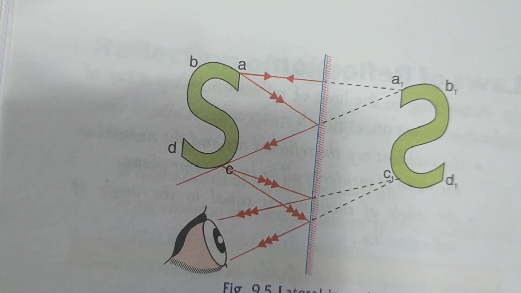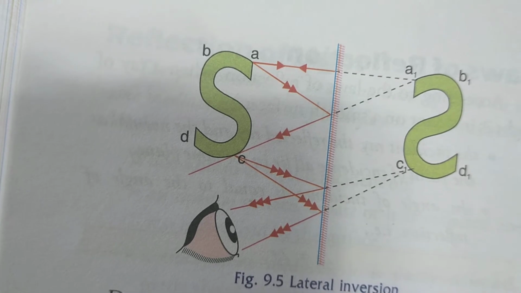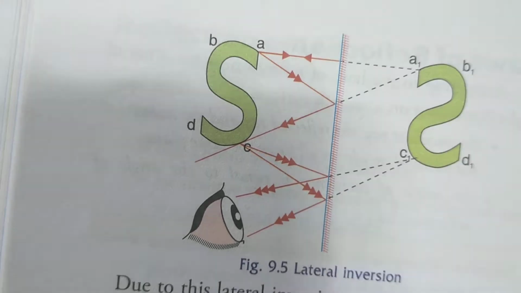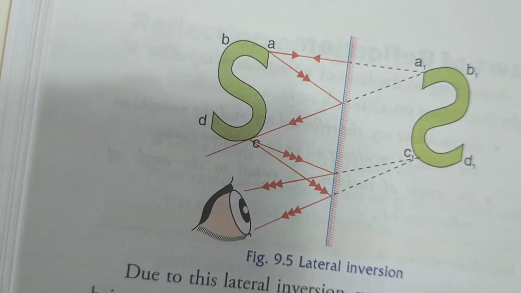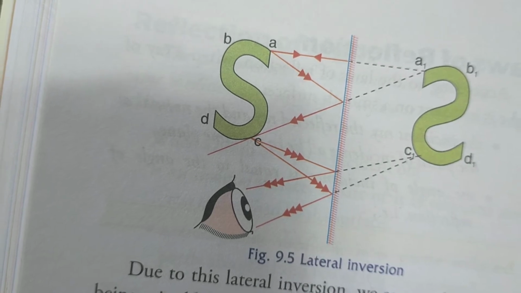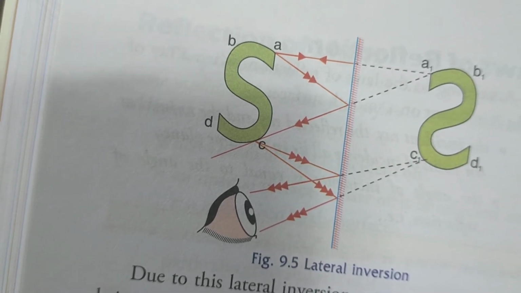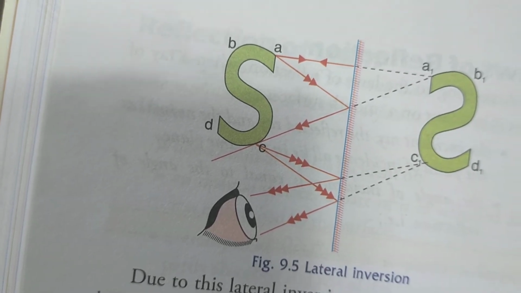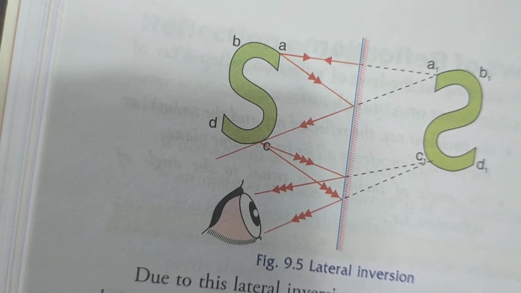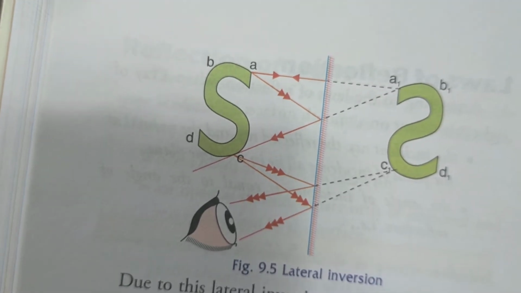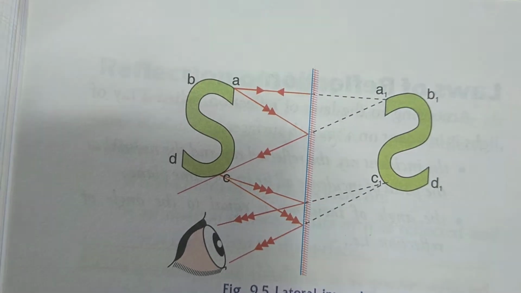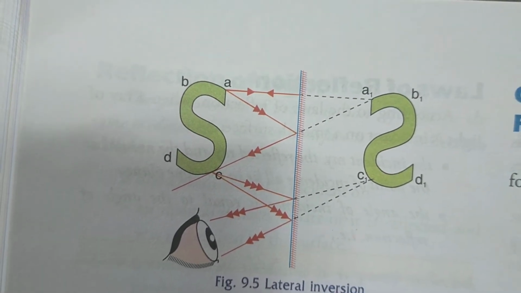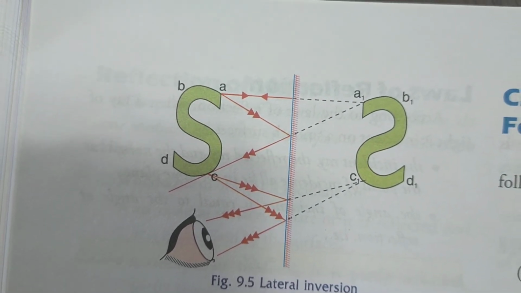Now, to determine an image in the mirror, 2 rays are required from a particular point. If you see here, from point A 2 rays are coming, and from point C again 2 rays are falling on the mirror. They are getting reflected, and on the other side the image is being formed, right? So this is called lateral inversion.